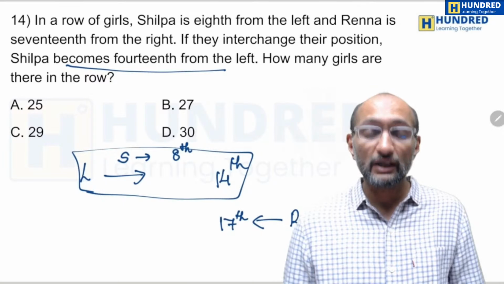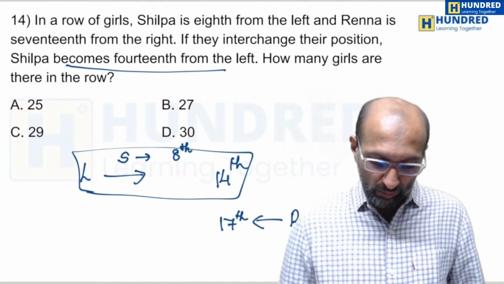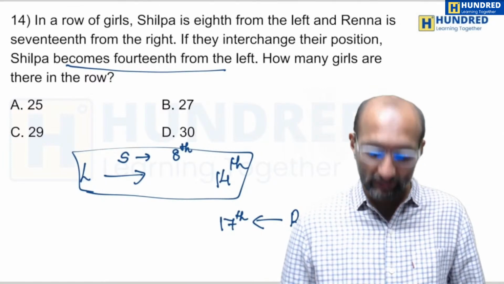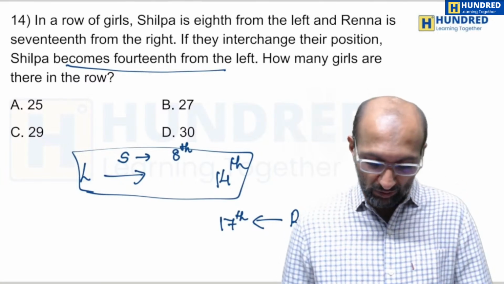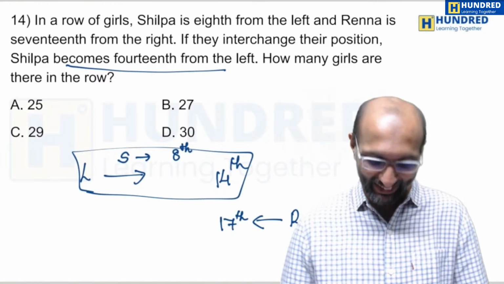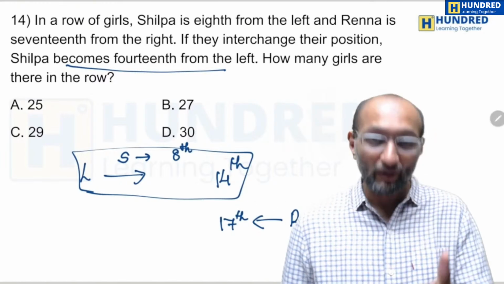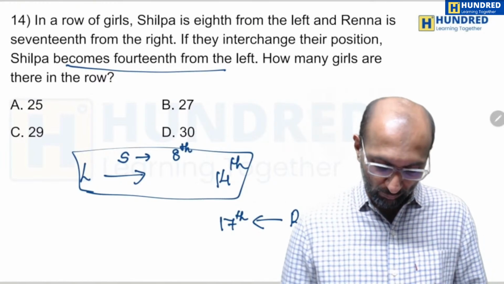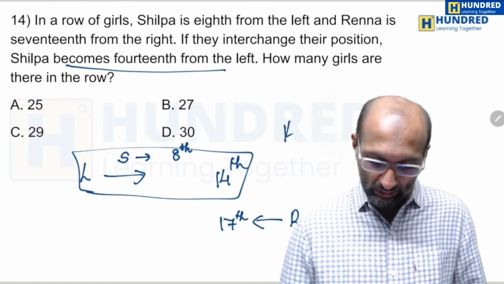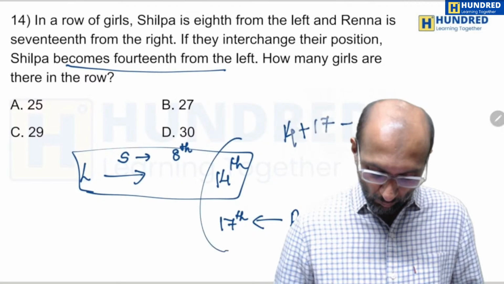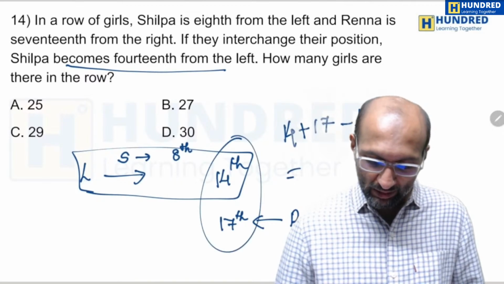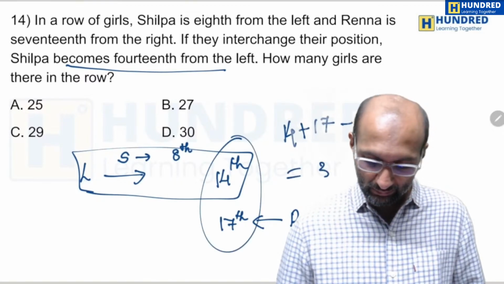So how many girls are there in the row? What does this mean? 14 plus 17 is 31, minus 1 for the overlap. Correct? We can take only one person into the picture. So 14th place value, 17th place value, minus this overlap. How much is the answer? 30.